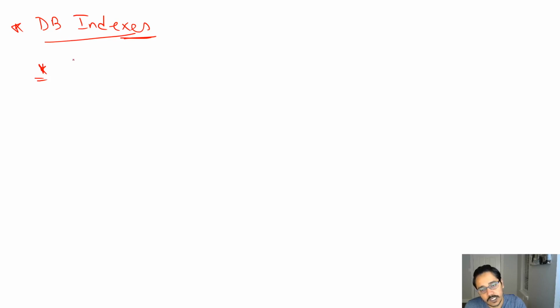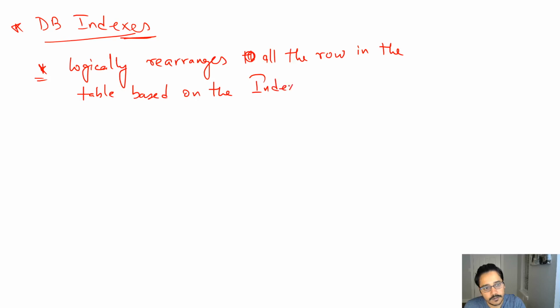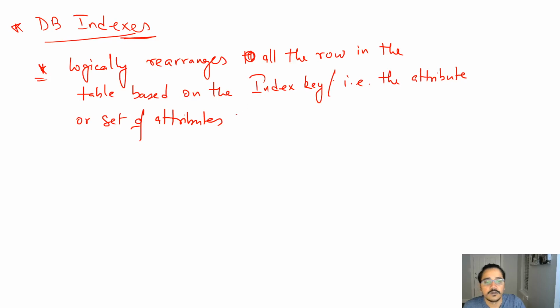What indexes help to do is logically rearrange all the rows in the table based on the index key, okay, which is nothing but the attribute or set of attributes that is used to define the index. Okay.